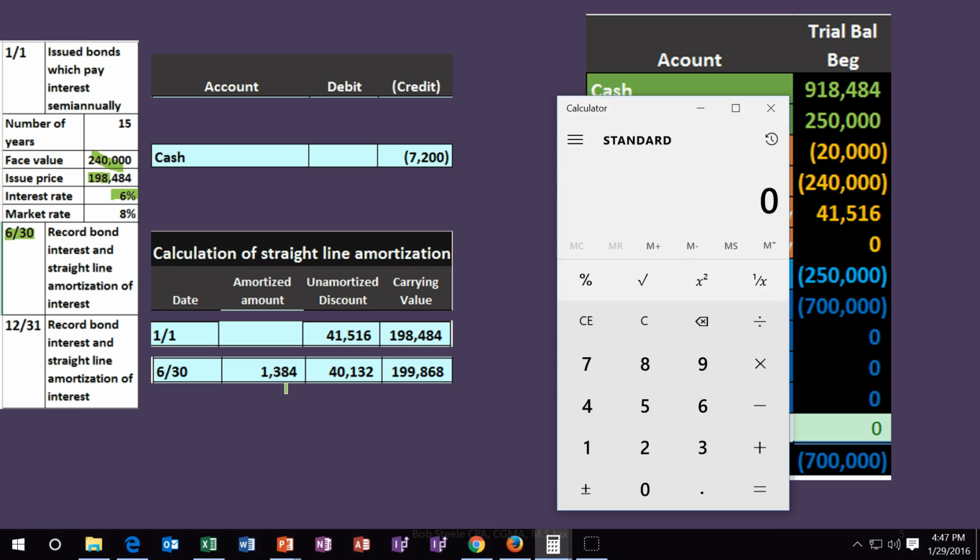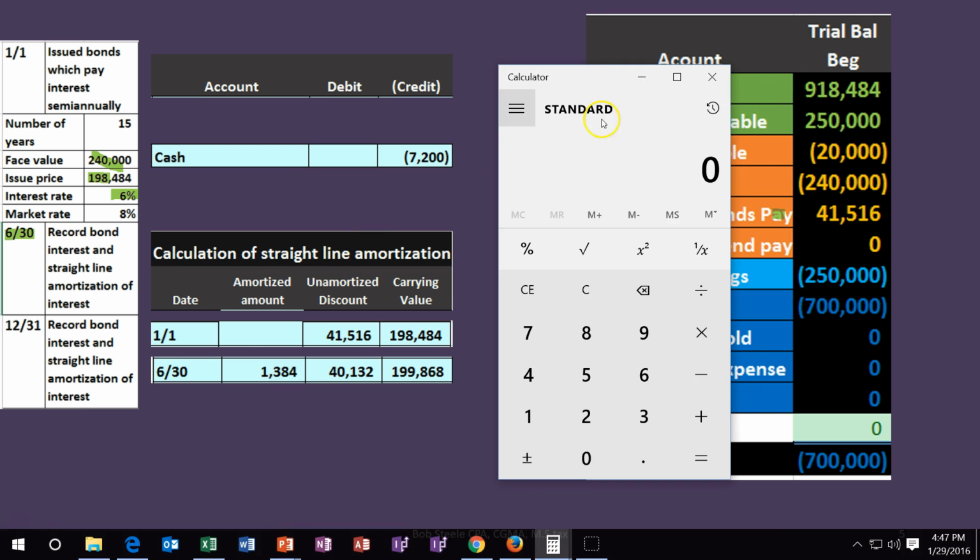How did we come up with that? Under a simplified straight line method, we're just going to take that 41,516, and I could say divided by 15. That's how many years. So divided by 15, and that would be how much per year. However, we're doing it semi-annually. So this is every 6 months or twice a year. So that would be for a year. So if I divide that by 2, that would be the amount for one period being 6 months. Notice it is rounded, of course, here. So we've got 1384, 1383 point something.